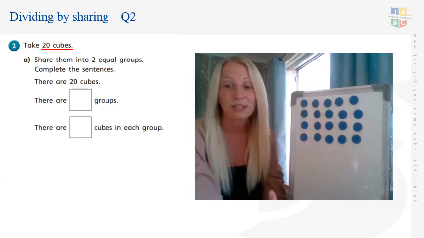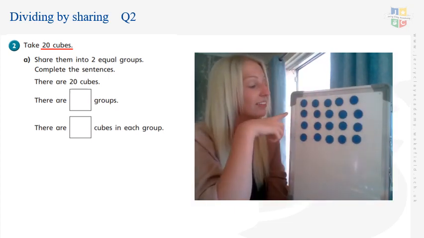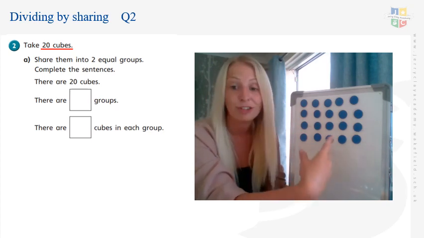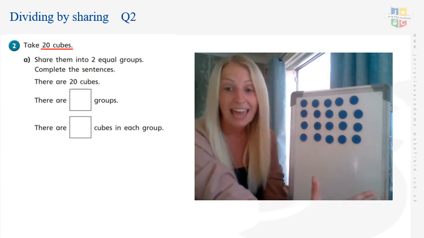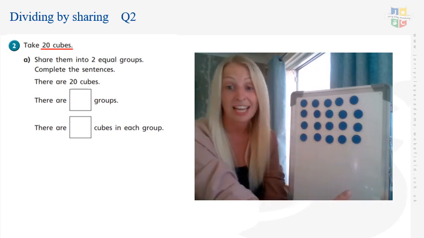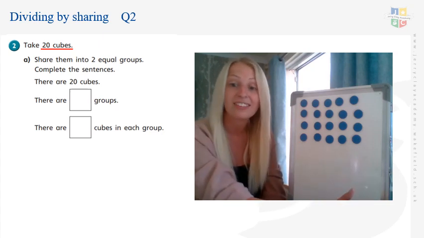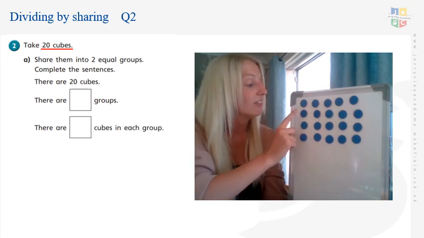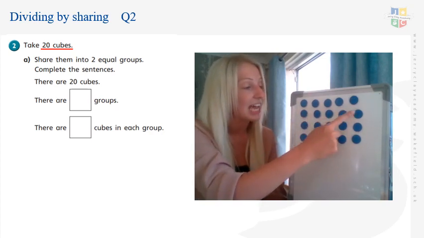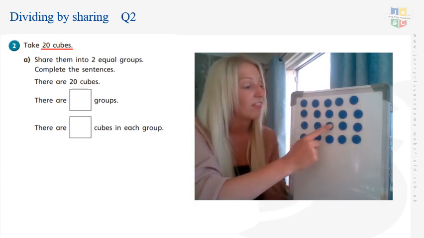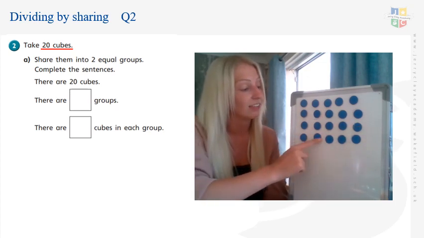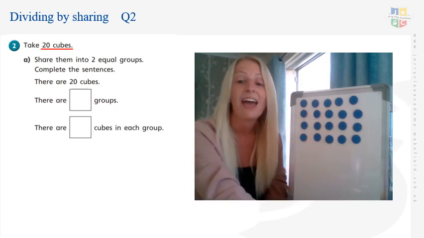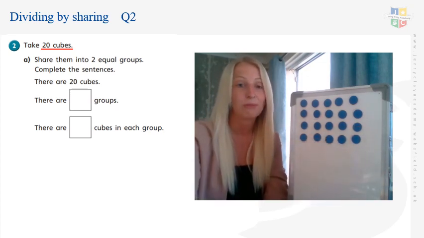Okay, so I've collected my 20. I've laid them out nice and neatly in lines and in rows so I can count them really carefully and also share them nice and easy. So I'm just going to double check first that I've definitely got 20. So 1, 2, 3, 4, 5, 6, 7, 8, 9, 10, 11, 12, 13, 14, 15, 16, 17, 18, 19, 20. Fabulous. So I've got my 20 cubes ready.